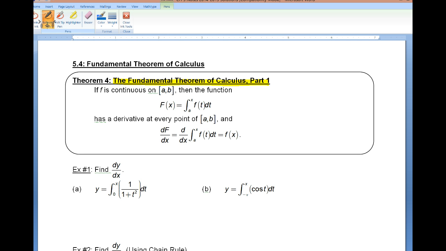So we're going to look at the fundamental theorem of calculus. We're going to look at it in two parts. Part one is basically when you take the derivative of the antiderivative, you get back what you started. Makes sense? So derivative of the antiderivative equals original.